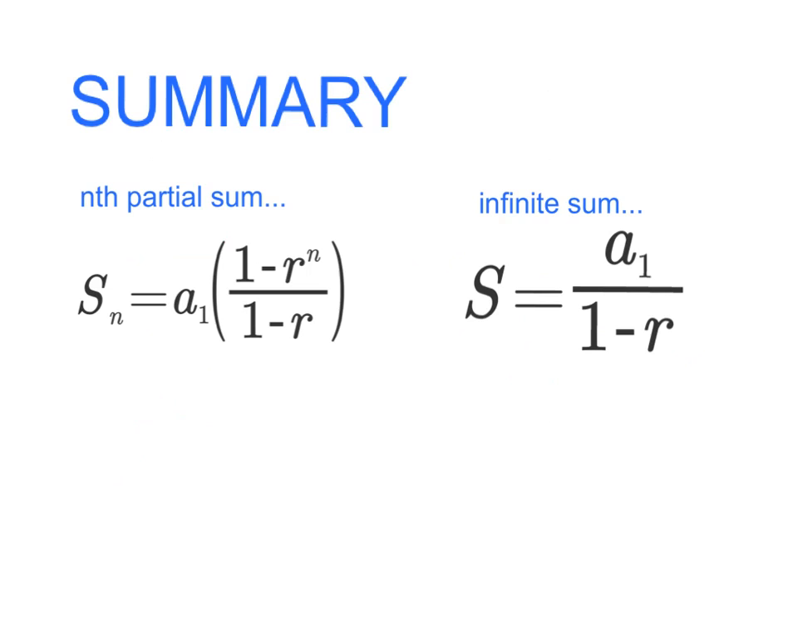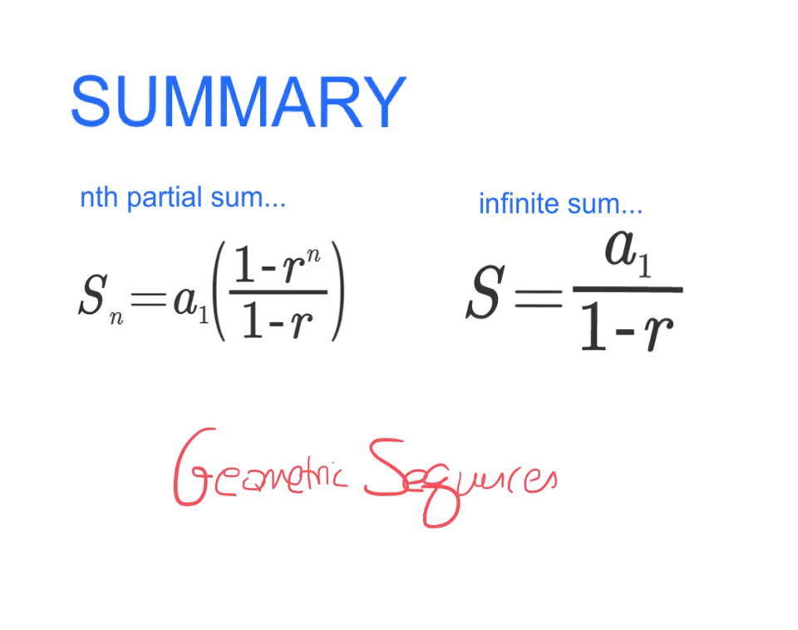So here are the two formulas that we learned about today. The first is our nth partial sum. These are both for geometric sequences exclusively. This is for a partial sum. That is, there's a first term and a last term. This is for an infinite sum, which does not have a final term. Remember, you're adding up infinitely many numbers when you're using this expression here.